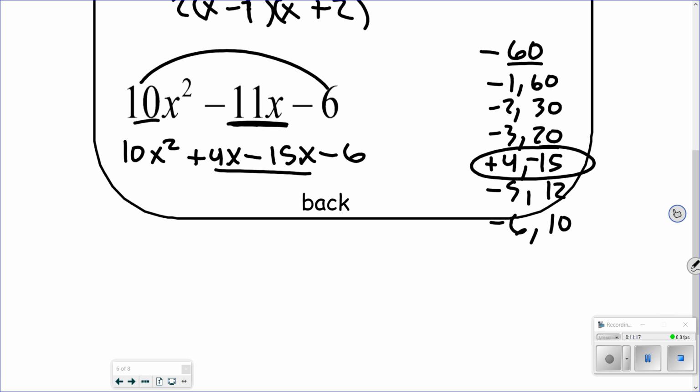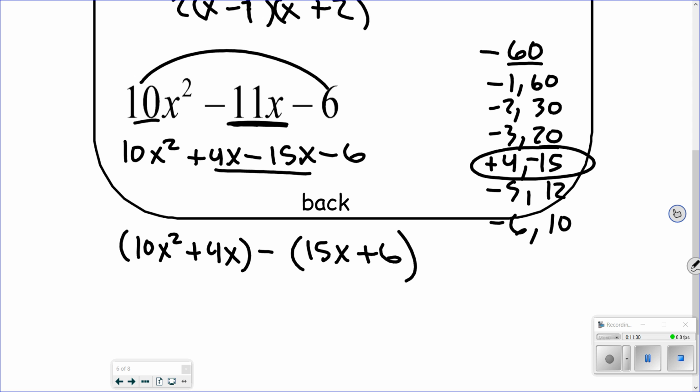Okay, now do grouping. So I put the first two together, 10x squared plus 4x. Be careful, I've got a minus there, so you can put a minus there, but you've got to flip both these signs, so 15x plus 6. Make sure you change both those signs. Okay, take out your common factor. So out of this first one, you can take out a 2x. That would be a 5x plus 2.